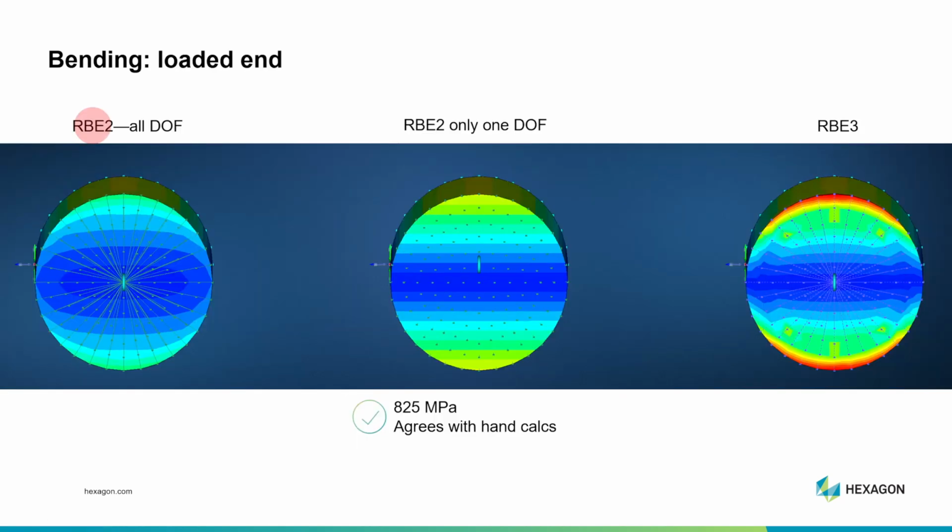So let's look at the results. First, we've applied a moment with an RBE2 with all degrees of freedom being activated. The stress profile here looks reasonable, but it's not perfect.